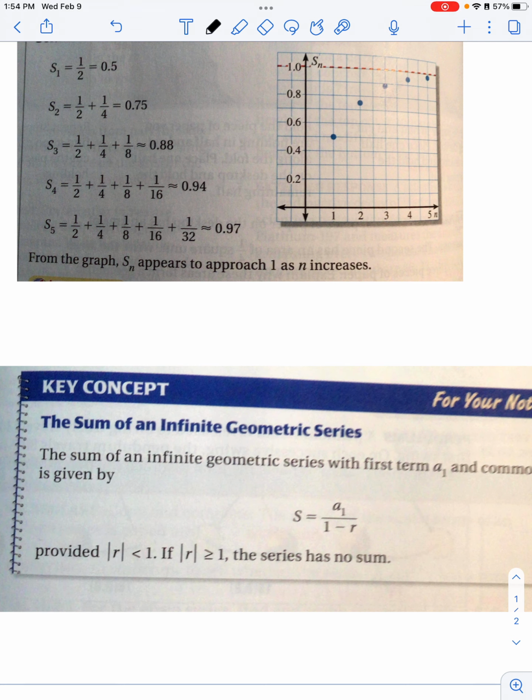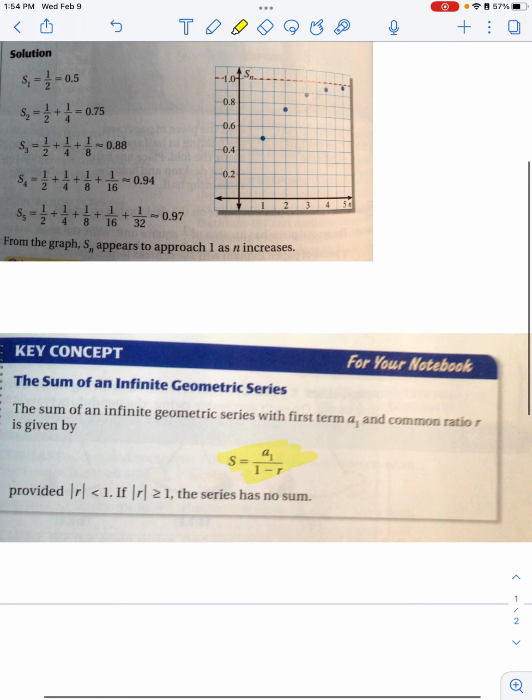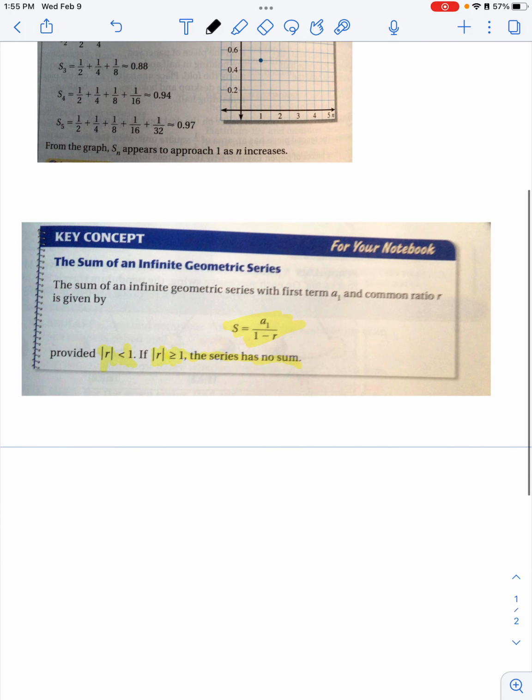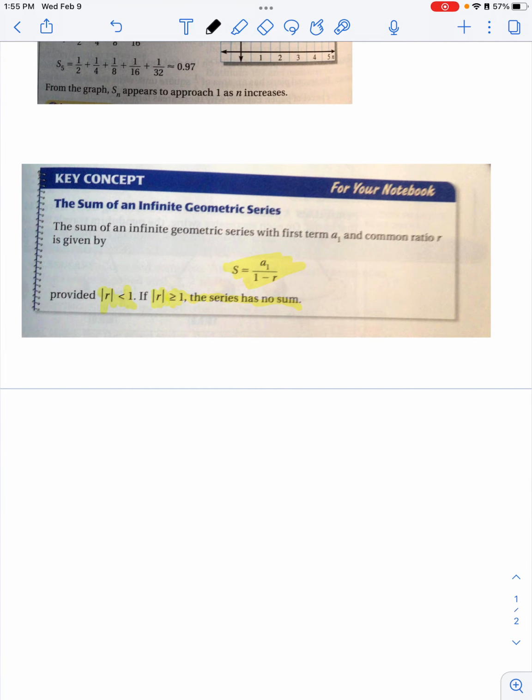And then we also have a formula, so make sure you write this down, on how to find sums of infinite geometric series. So that's what we have right here: S equals a1 over 1 minus r, provided the absolute value of r is smaller than 1. If the absolute value of r is greater than or equal to 1, the series has no sum.